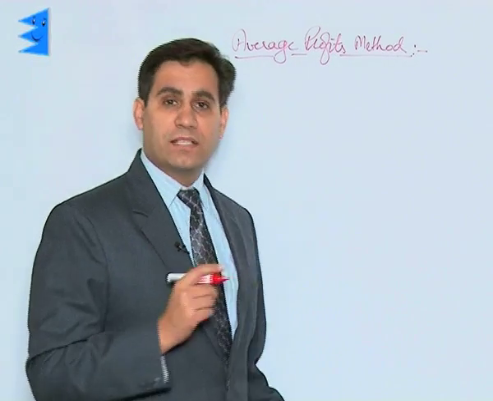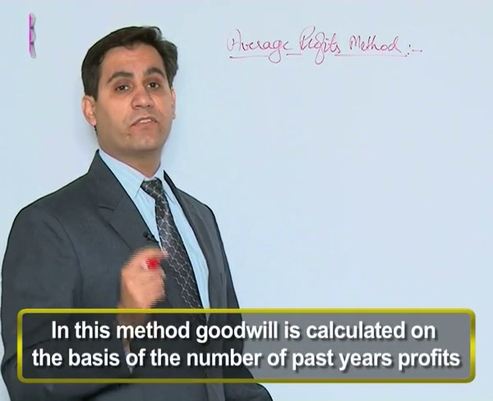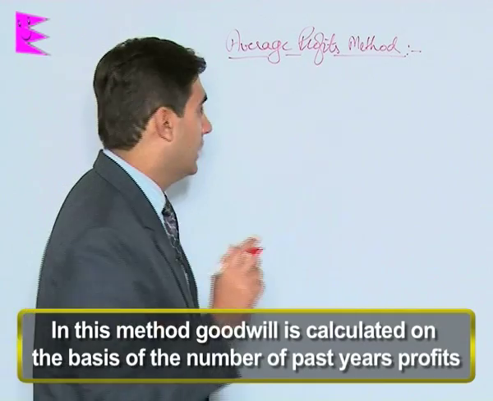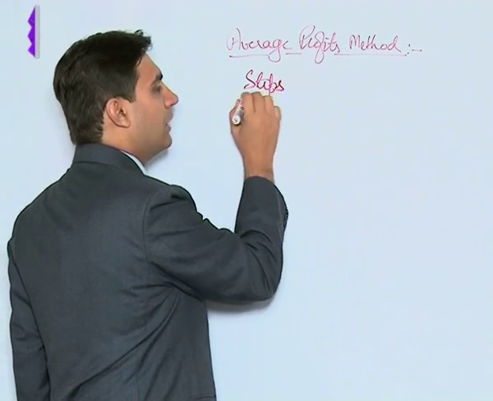Average profit method, as the name suggests, in this method goodwill is calculated on the basis of average profits of last few years. So there are certain steps to be followed. Let us take down those steps first.